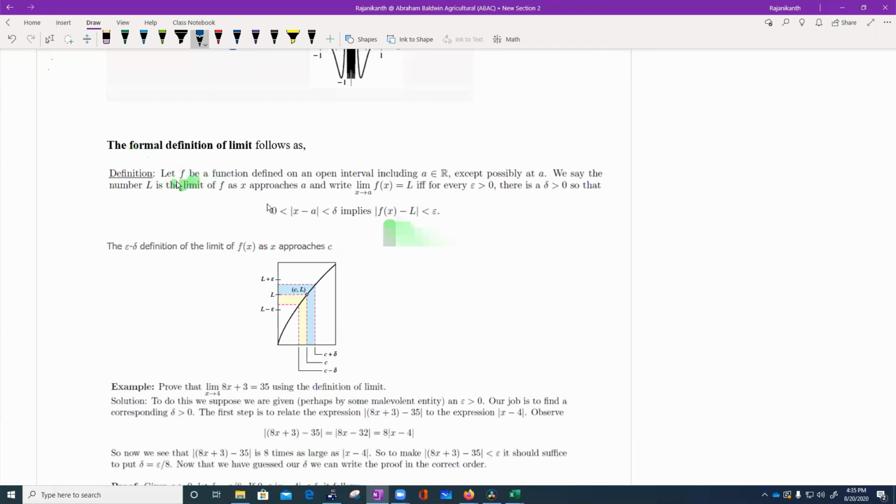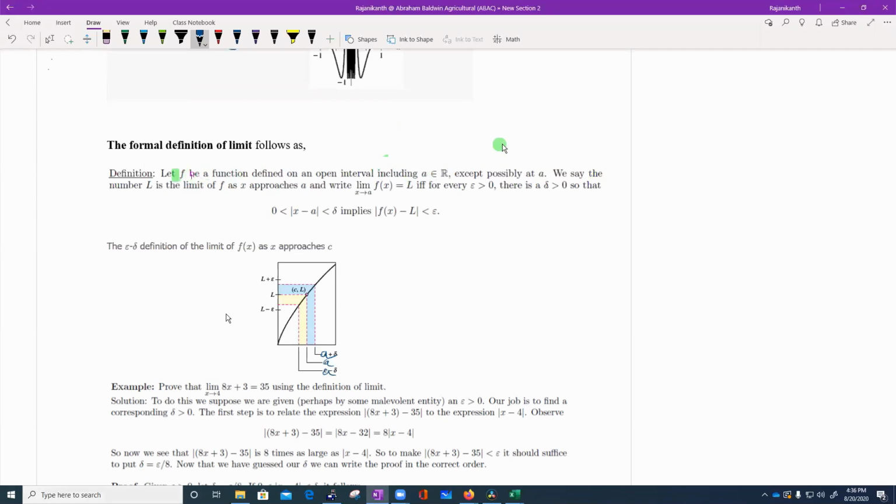Okay, so this definition says that, there's a typo in my picture. This should not be C, this should be A. Would you change that to A? Because I have given the definition in terms of the real number A, not C, right? Okay, look at the definition. Let f be a function defined on an open interval including the point A in the real numbers, R standing for the real numbers, except possibly at A. The function may or may not be defined at A, but there should be an open interval where the function has its domain.